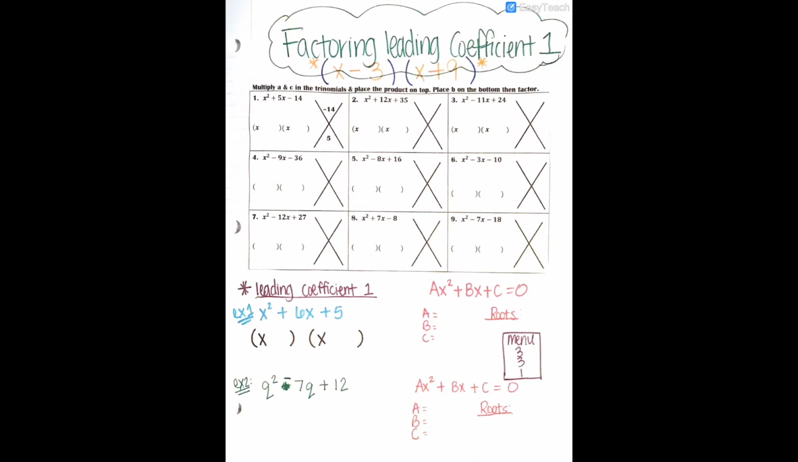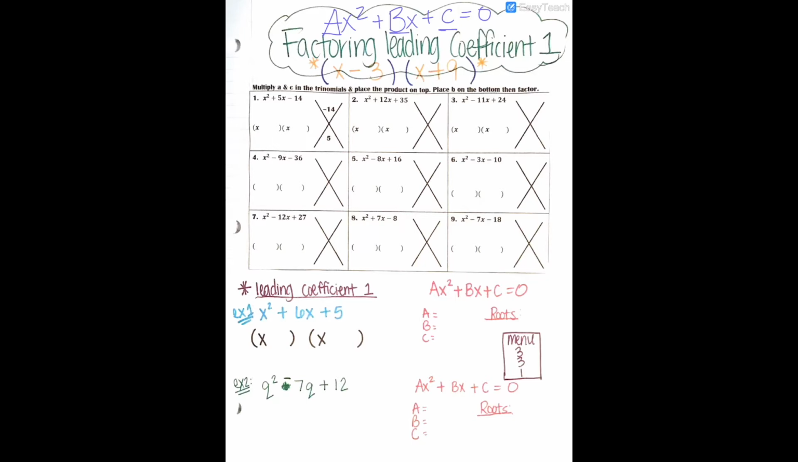Hello class, this is the next lesson: factoring when we have a leading coefficient of 1. The standard form for a quadratic is ax squared plus bx plus c, and it has to be equal to 0, and we're going to be identifying our a, our b, and our c.